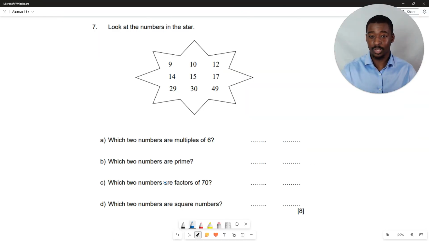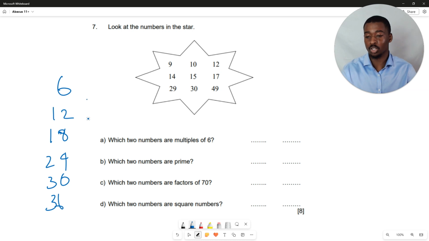So here for this next question, we have to look at the numbers at the start. We have a group of numbers, a set of numbers. Part A asks us which two numbers are multiples of 6. So multiples of 6. Think about your times tables. So we have 6, 12, 18, 24, 30, 36, and so on and so forth, right? These numbers are all multiples of 6.